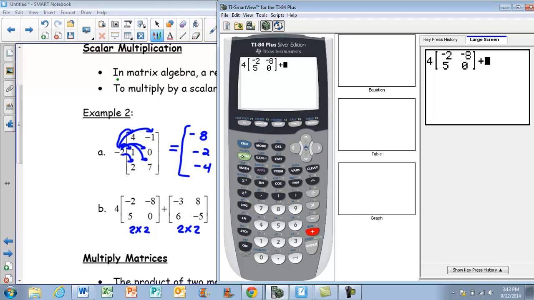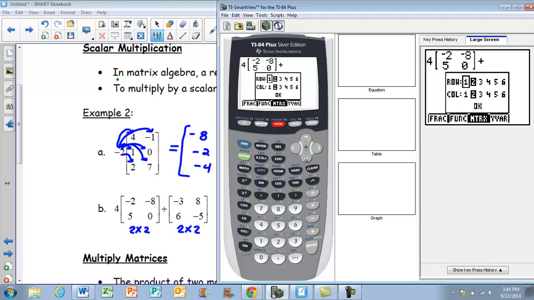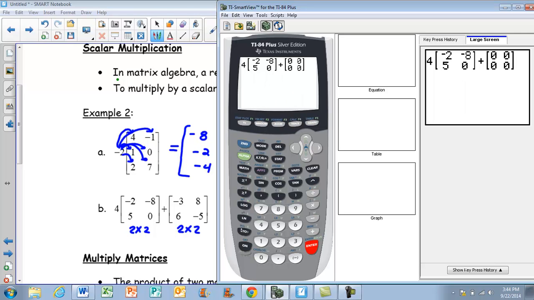So I, again, am going to go alpha, y equals, hit that zoom button. Again, I have all the same dimensions, so I'm going to keep those highlighted. Hit OK. I have -3, 8, -5, and 6. If I arrow over out of our matrix here and hit enter, it will give me my answer.